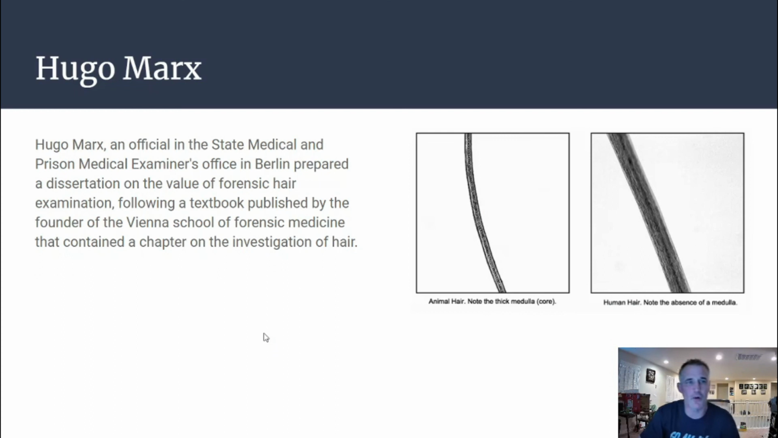You have Hugo Marx, who furthered more forensic hair analysis. He was an official at the State Medical and Prison Medical Examiner's Office in Berlin. He prepared a dissertation on the value of forensic hair examination following a textbook published by the founder of the Vienna School of Forensic Medicine.